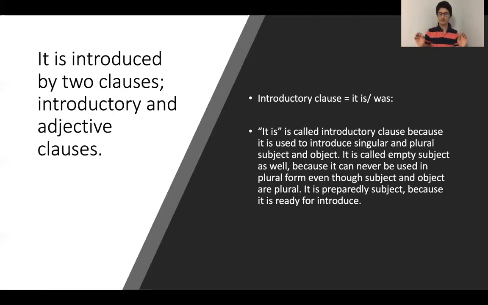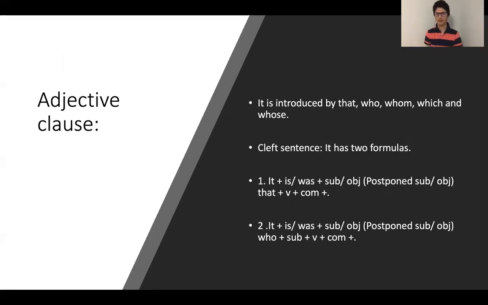In a cleft sentence, our introductory clause is always it is or it was. Remember, this is very simple. It is called an introductory clause because it is used to introduce singular and plural subjects and objects. It's called an empty subject as well because it can never be used in a plural form even though the subject and object are plural. It's a proper subject because it is ready to introduce. One more important thing about the introductory clause is that whenever you use it, it should be it is or it was. It doesn't matter whether the subject comes plural or singular, you use it is or it was. We will give you more examples in the next slides, okay? And now let's learn about the adjective clause.